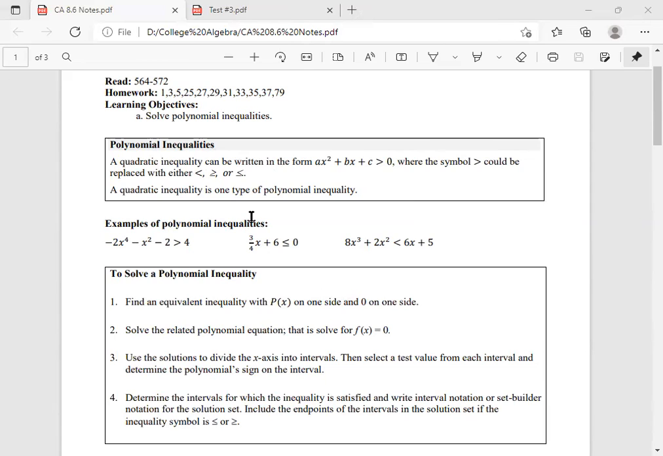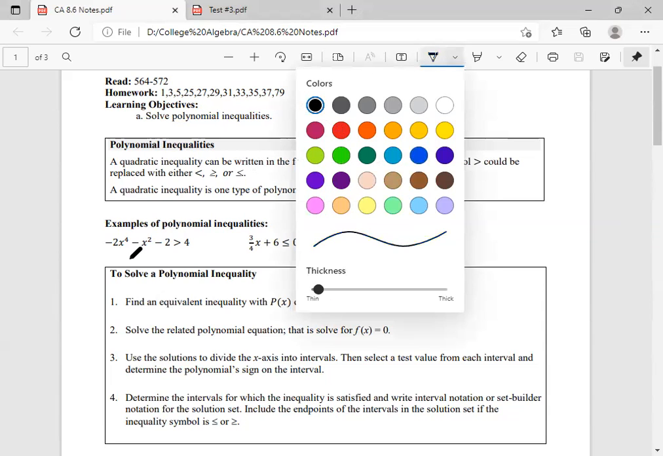So we're not really changing things up a lot, but we've added this either greater than or less than sign right here. And sometimes an equal to part, greater than or equal to or less than or equal to. And we'll talk about what that means in just a minute. But here's some examples of what polynomial inequalities look like.